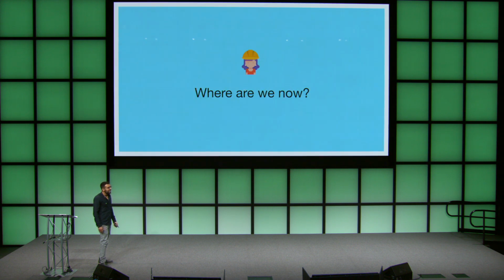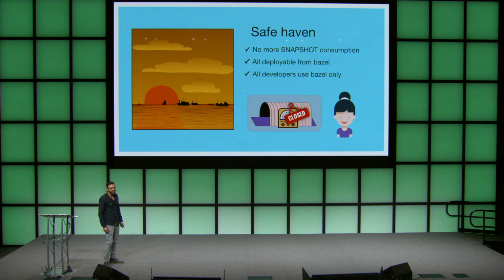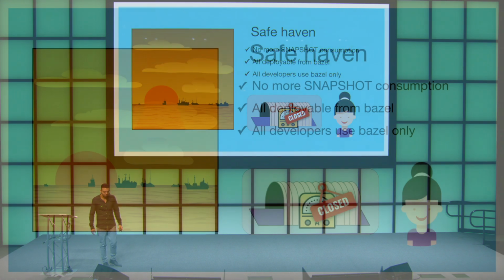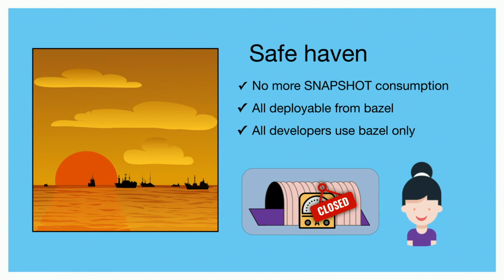So I bet you all ask, where are we now? So I feel like we got to a safe haven. After all of Wix repositories are part of social mode and we don't have dependencies on Snapshot, plus all of our deployables are now Bazel-based. All of the developers switched their deployables to be from Bazel.